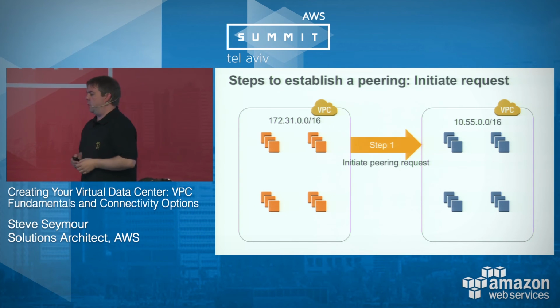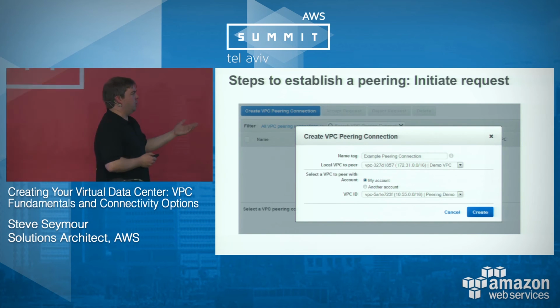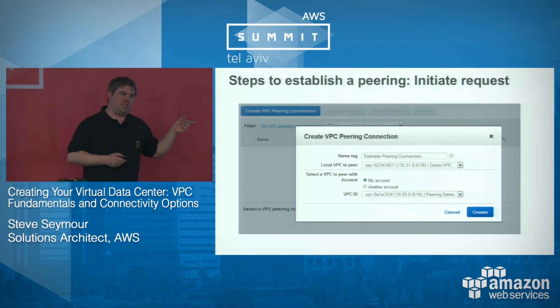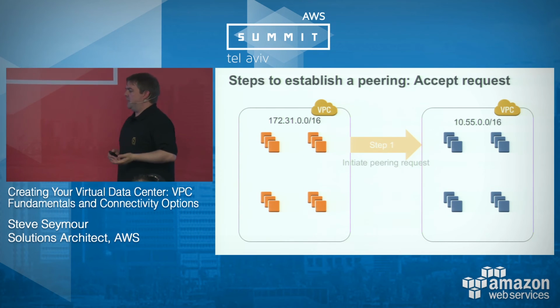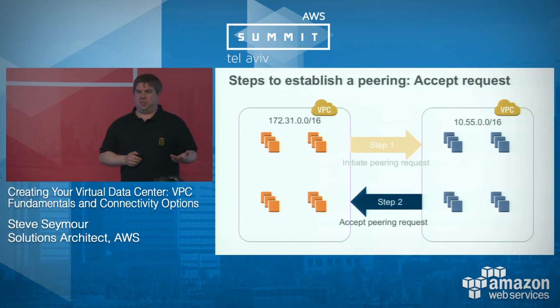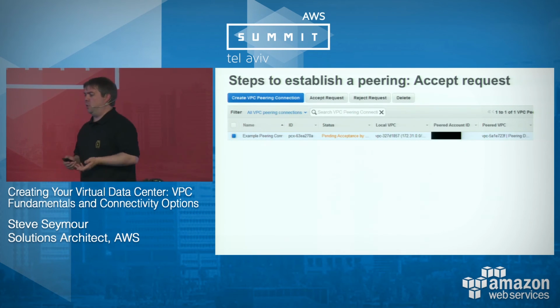Once you initiate that request, the other VPC has to accept it. This is what the initial request looks like. You can see the choices here, choosing the source VPC and the destination VPC. But once that's in place, we now have to do the accept. So this is a handshake that has to happen between the two VPCs. This is what it looks like.